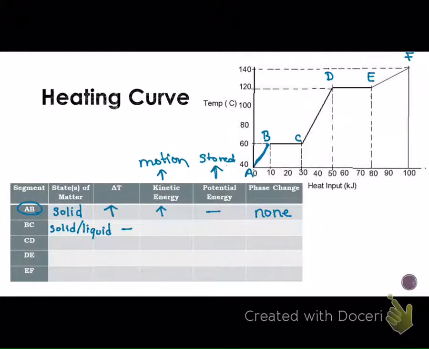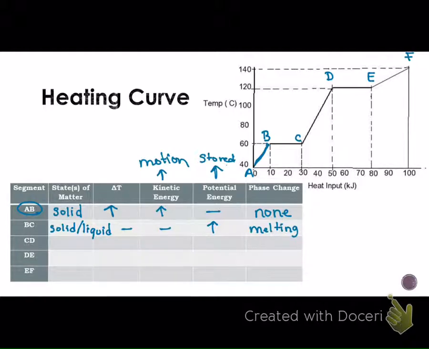So because the temperature is remaining the same, that means our particles are not moving any faster, so kinetic energy is constant as well. Potential energy, so this is where it's starting to store that energy, so potential energy is going to increase here. And that will then be used to enter our next phase, I should say. So what do we call solid changing to a liquid? That phase change is melting.